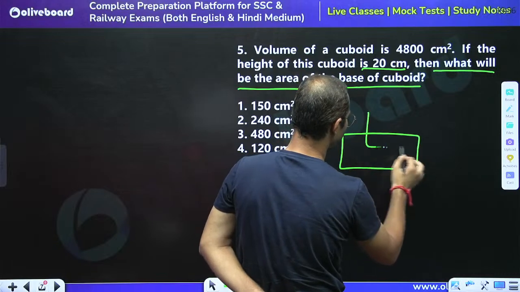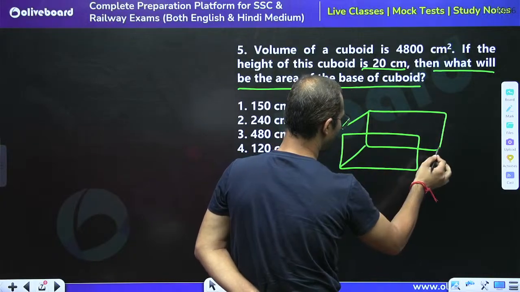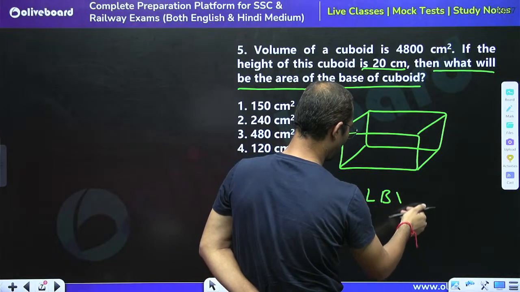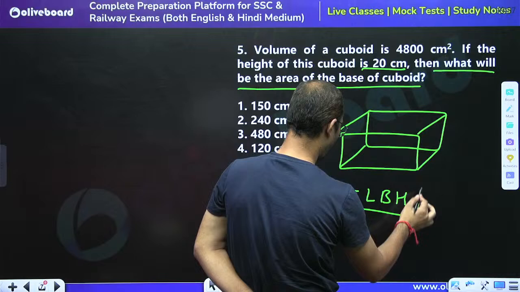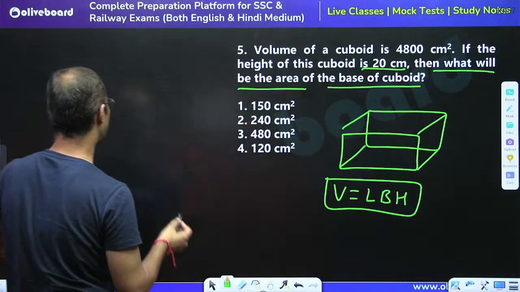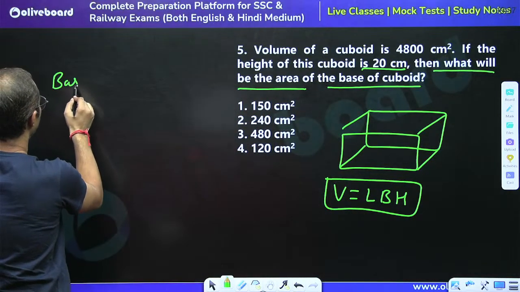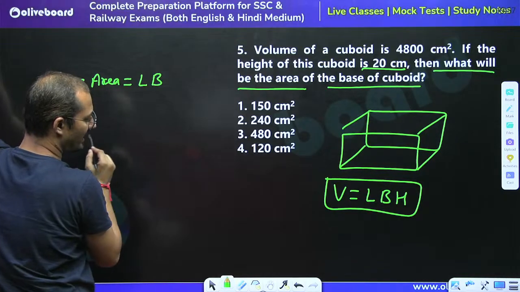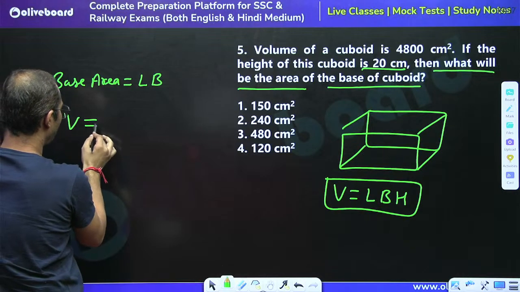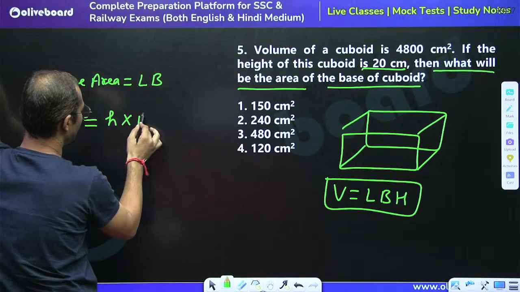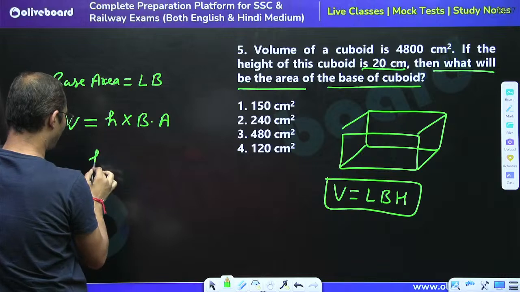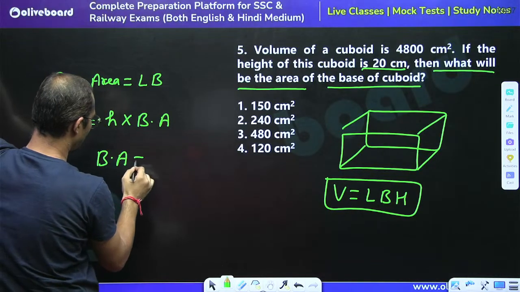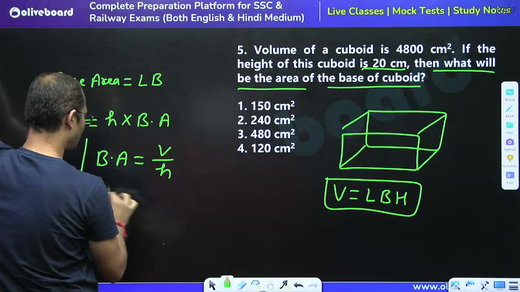A cuboid is a figure like this, right? And the volume of the cuboid is L into B into H, LBH. If we talk about the base area, the base area is equal to L into B. So the volume of a cuboid is always equal to height into base area. Got it? So the base area is equal to volume divided by height. This is the formula.